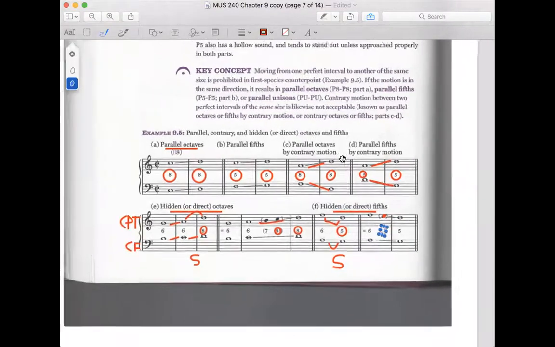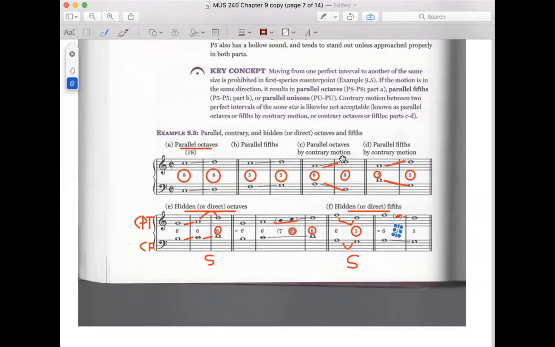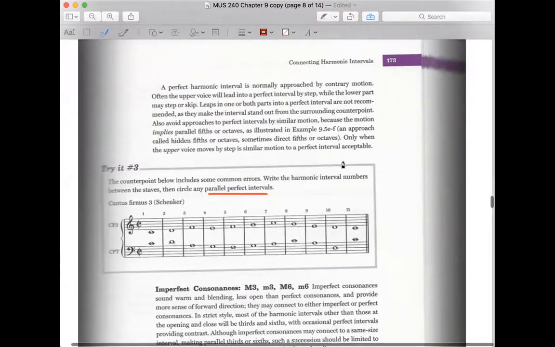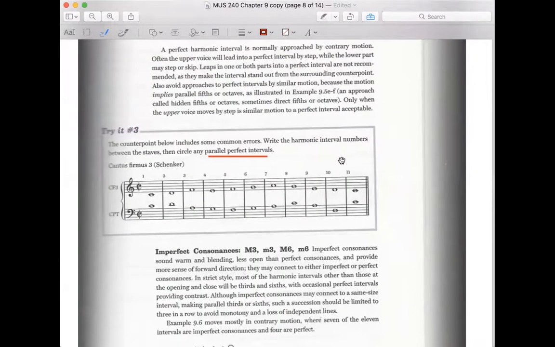Okay, so now you know. I know there's a lot of information I'm throwing at you. And again, you can repeat this as much as you want. Slow it down, take breaks where you need. You're going to take that information and see what you can figure out with Try It number 3.